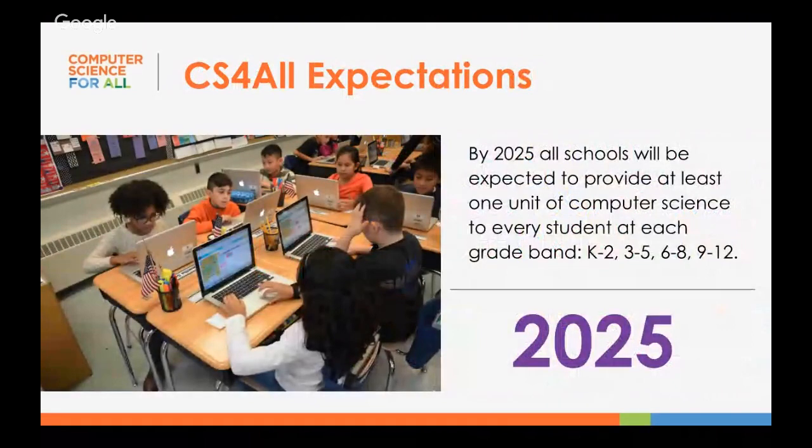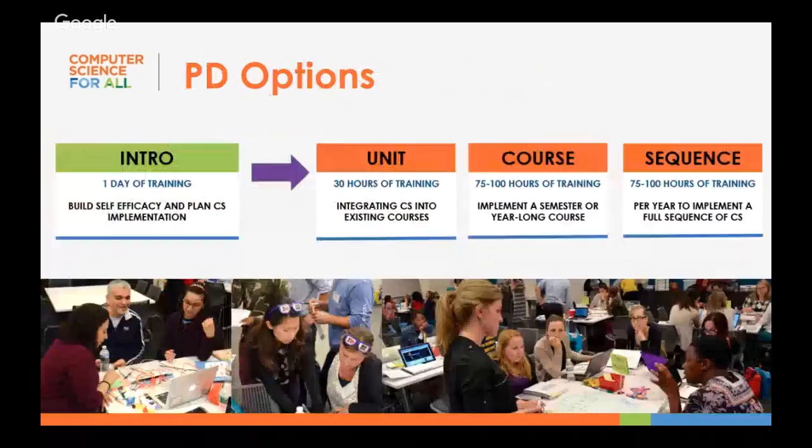So the CS for All expectations are that by 2025, all schools will be expected to provide at least one unit of computer science to every student at each grade band. That's K-2, 3-5, 6-8, 9-12. And through that, our office is offering a sequence of professional development, starting off with maybe just an intro, a one-day training. For example, this year we built out an event for Computer Science Education Week, which happens in December.